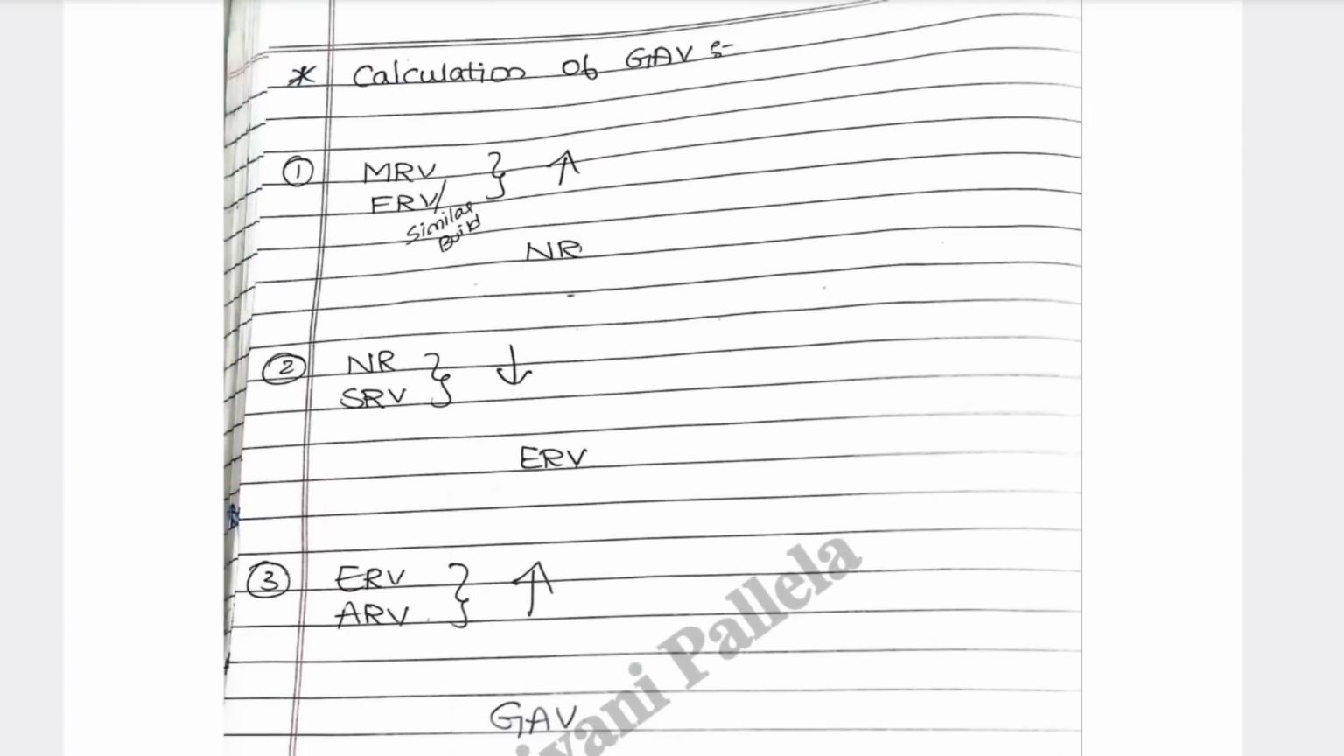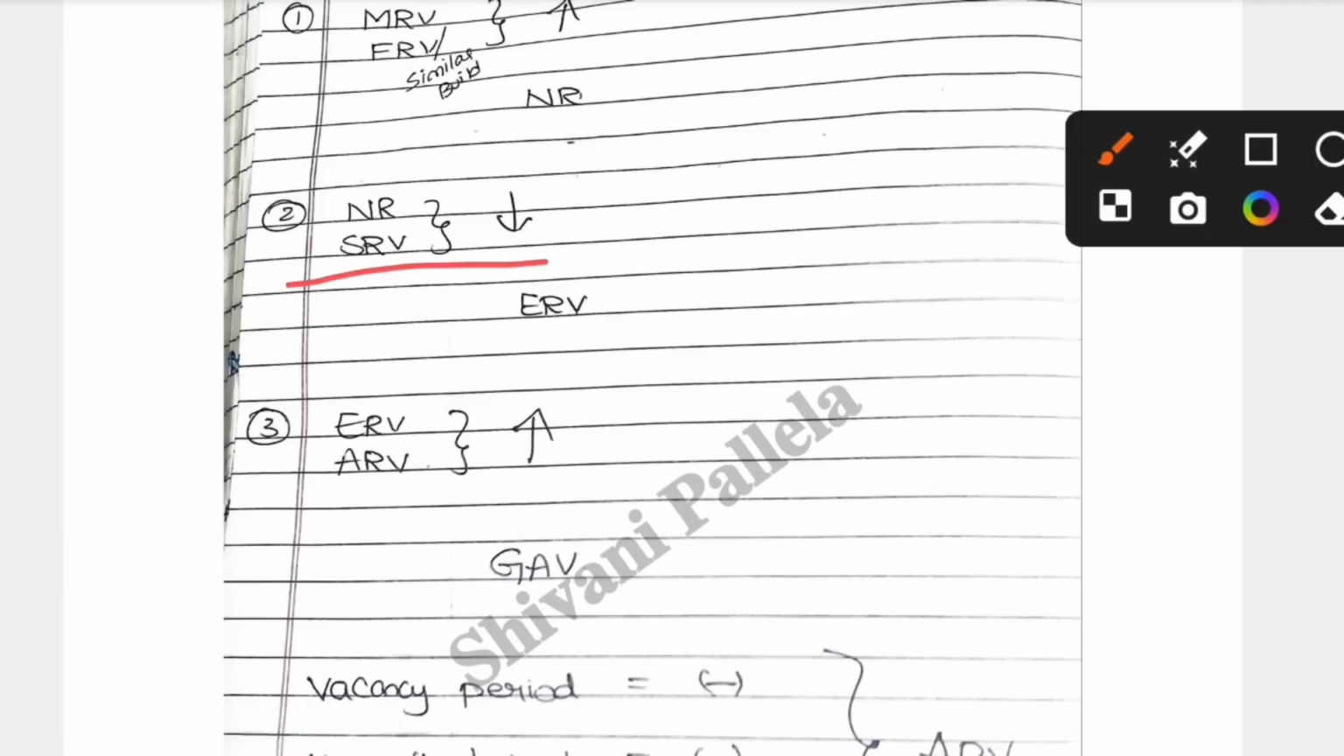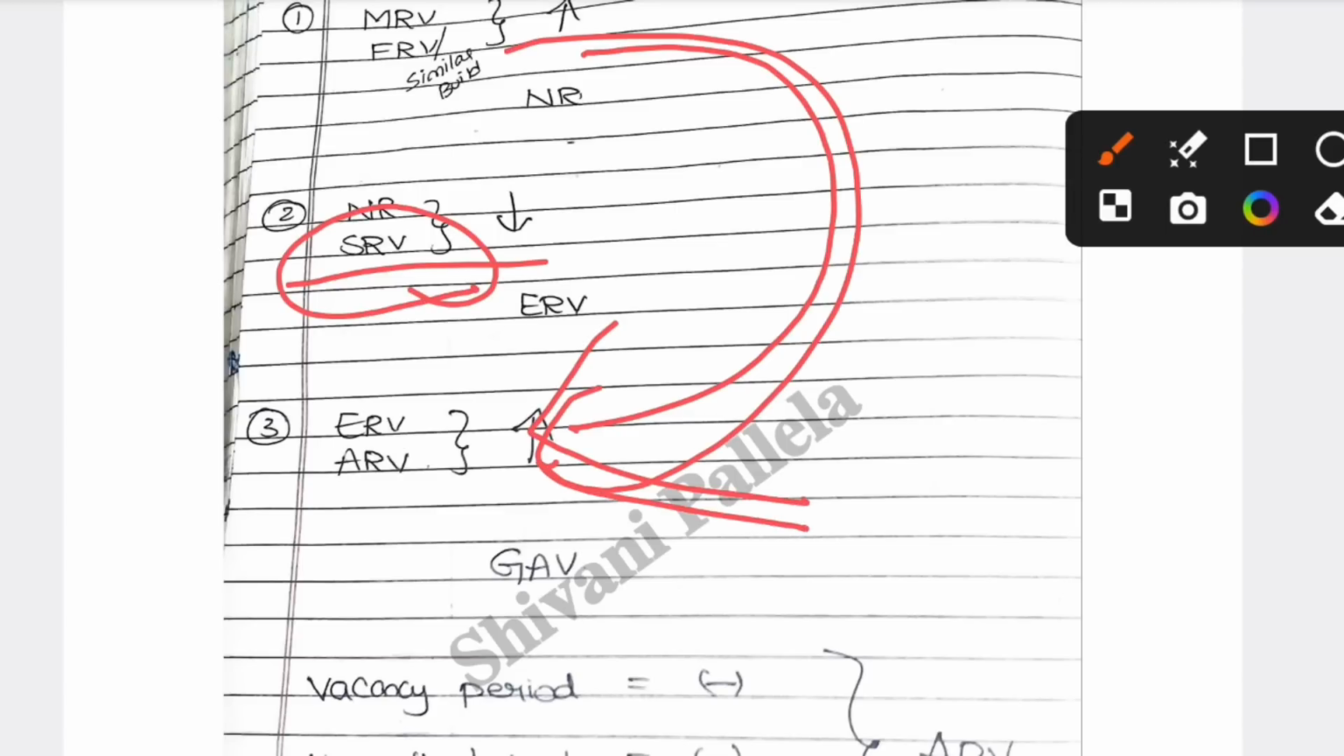And what is the calculation of GAV, MRV, FRV? Whatever is the highest will become notional rent. Notional rent is standard rental value. Whatever is the least will become expected rental value, ERV. ARV, actual rental value: whatever is the highest will become GAV. So when standard rental value is not given, after doing the first step, you can go back to the third step.